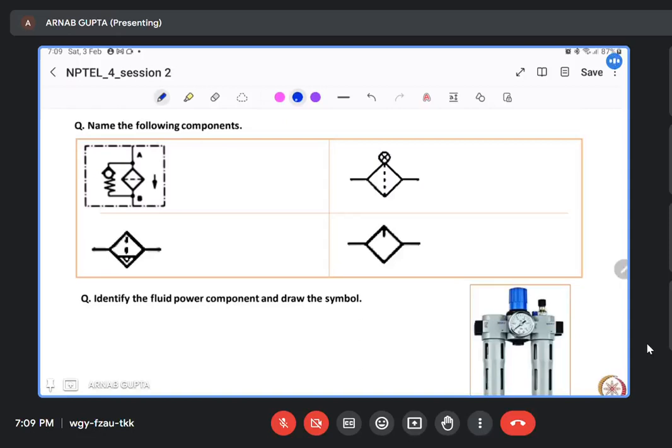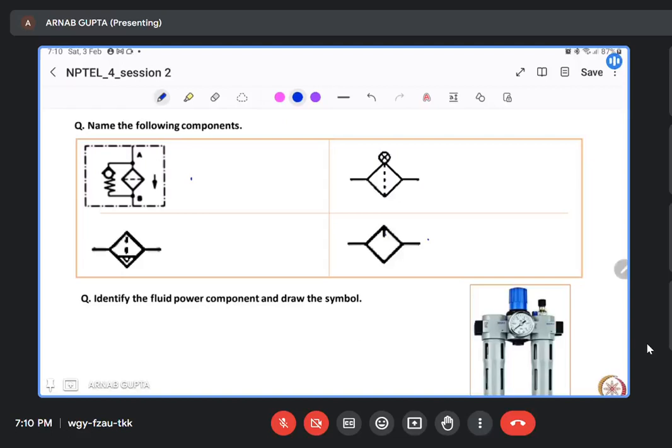Name the following components. So, what are these components? Anyone? Like, what is this? This is the simplest one.